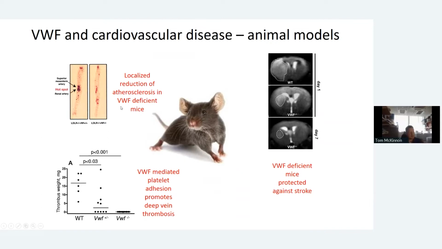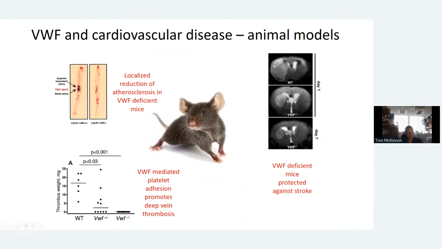So, for example, when the VWF knockout mouse was crossed with the LDLR knockout, what was noticed was that not only does the VWF knockout form less plaques, it also forms smaller plaques as well. So, in some way, deficiency of VWF seems to protect against plaque formation. Likewise, in a stroke model, the VWF deficient mice are actually heavily protected against stroke.